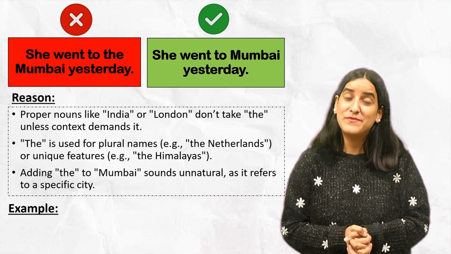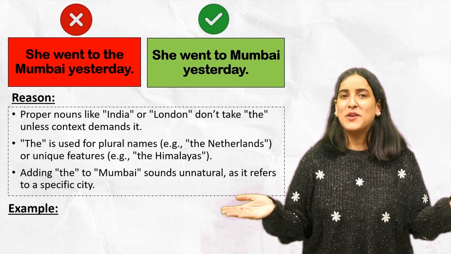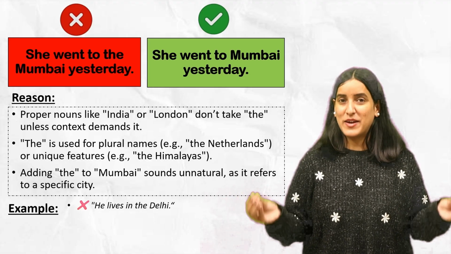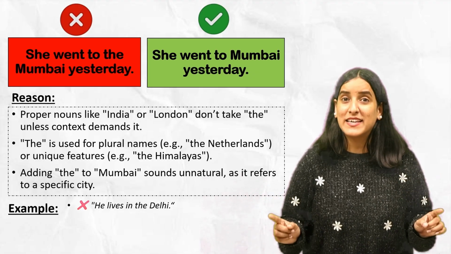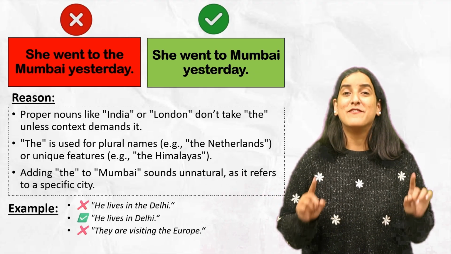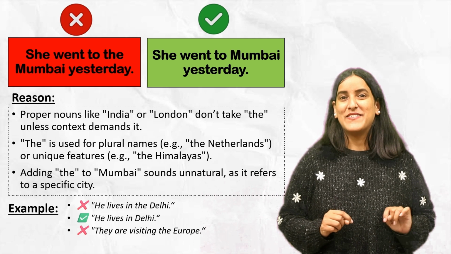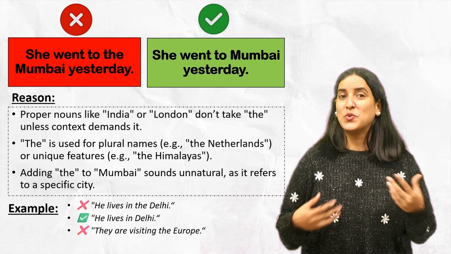So, he lives in the Delhi. No, again, this is incorrect. The correct one is he lives in Delhi. They are visiting the Europe. They are visiting Europe, right? So that's how we communicate.